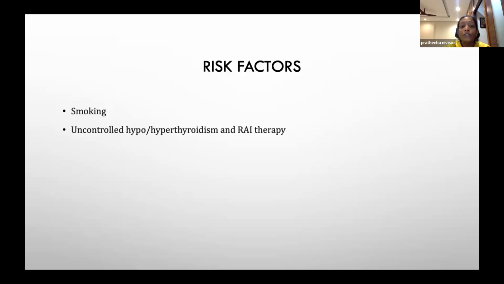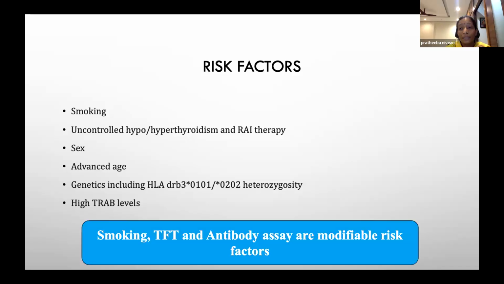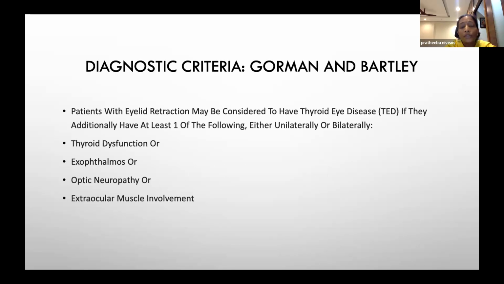Smoking, uncontrolled TFT levels and receptor antibody titer levels, male sex, advanced age, and certain genetic typing are all said to be the significant risk factors. And one should understand smoking, thyroid function test, and antibody assay are the modifiable risk factors. The others cannot be modified. So we have to keep an eye on all these risk factors when we see a patient with thyroid eye disease. So how to diagnose thyroid eye disease?